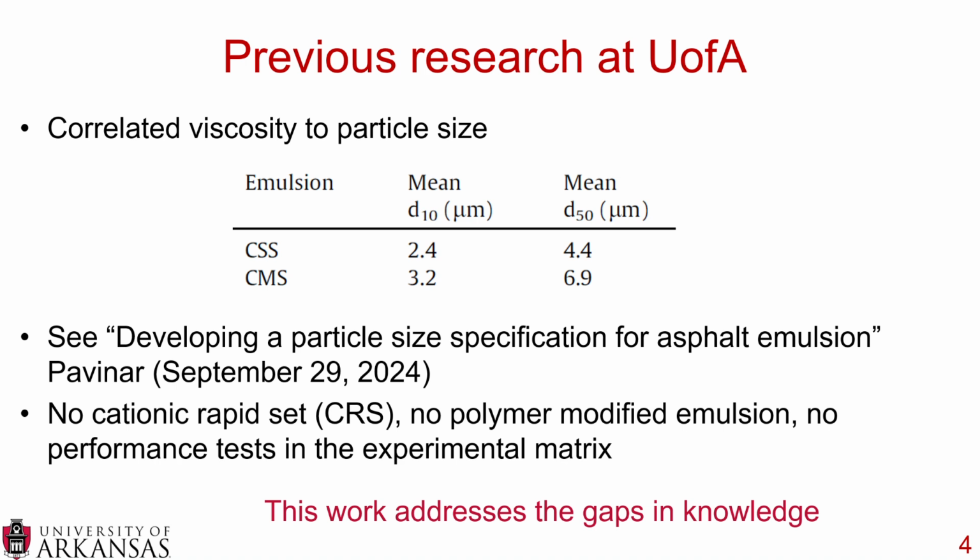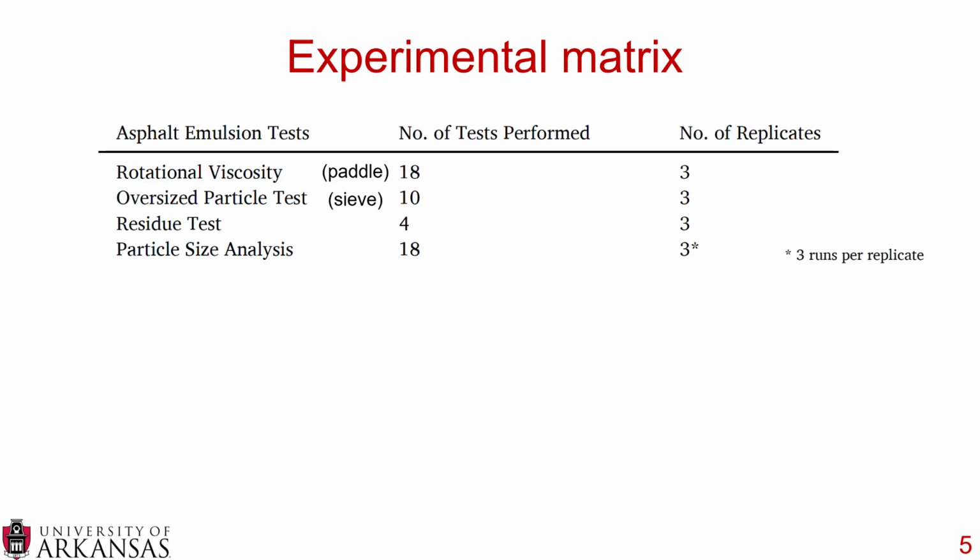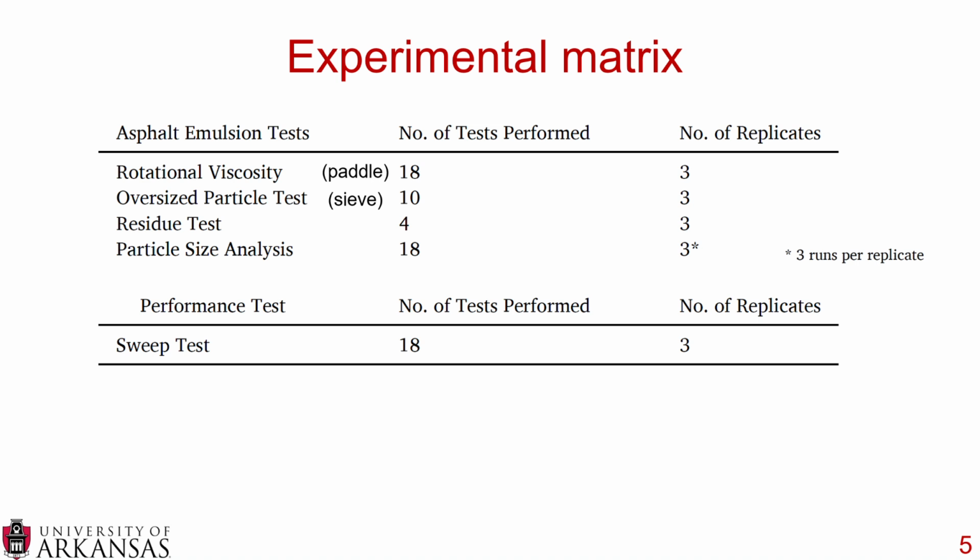Let's take a look at some CRS emulsions. Let's take a look at polymer, and let's bring in a performance test. So the experimental matrix was running rotational viscometer, an oversized particle test, which is essentially the sieve test, the residue test, and then also the particle size analysis. And for rotational viscosity, we used the paddle viscometer, and for particle size analysis, we had 3 runs per replicate, so a total of 9 sets of data per emulsion. And for the performance test, because these are CRS emulsions, that's a rapid set emulsions, we used the sweep test. And we ran 3 replicates on the emulsions that we tested.